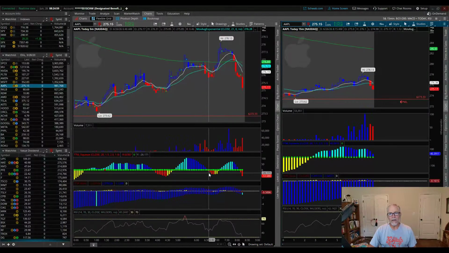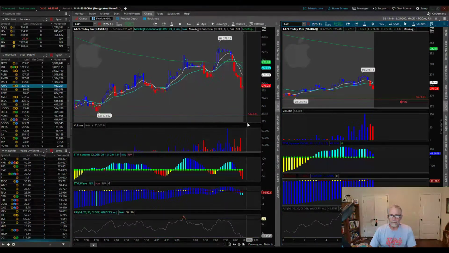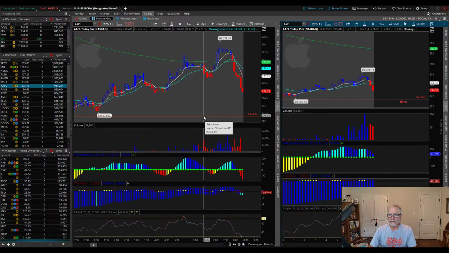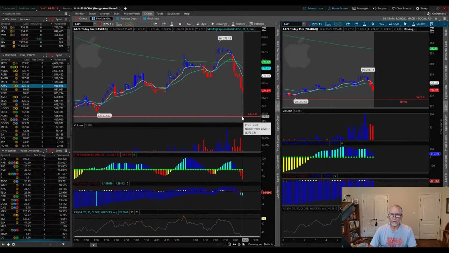So right now, Apple's trading at 275.17. This is pre-market. We're less than 5 minutes to the open. The line that I have drawn here, 273.33, is the pre-market low. So I'm looking for Apple to actually break that, or at least provide some support early when it comes to that.